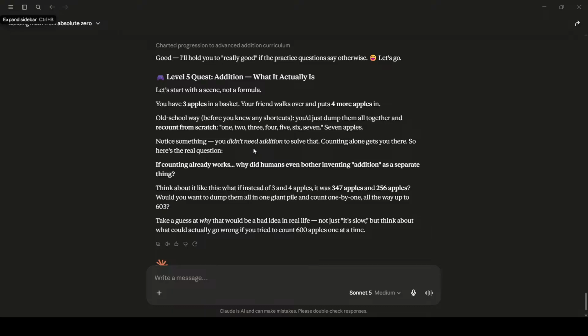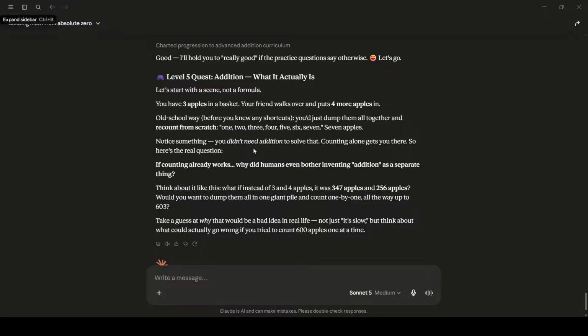Addition, we have all heard, just means adding things. But notice something here. You didn't need addition to solve the problem of adding these two baskets of apples. Counting alone gets you there. So here's the real question. If counting already works, why did we even bother with addition as a separate thing?